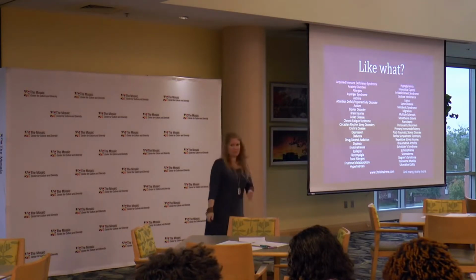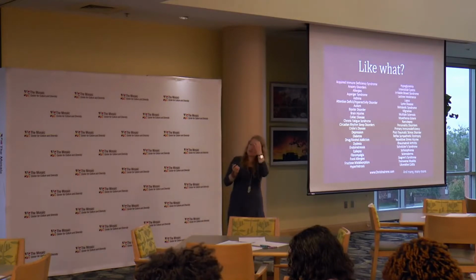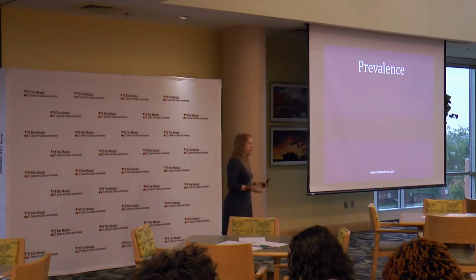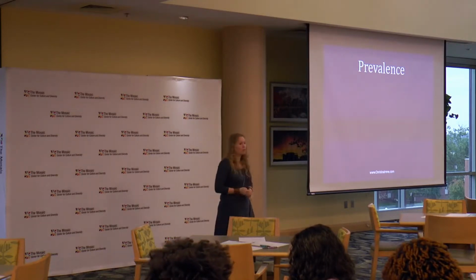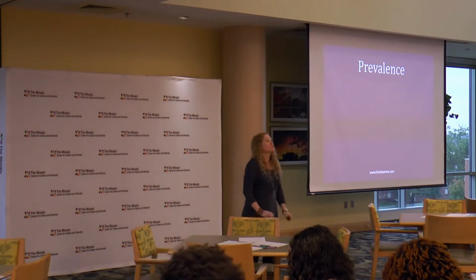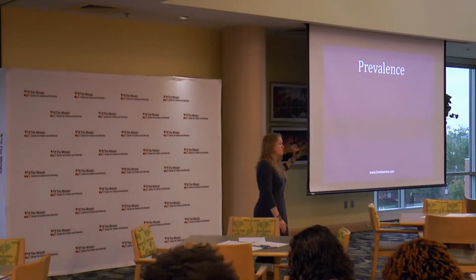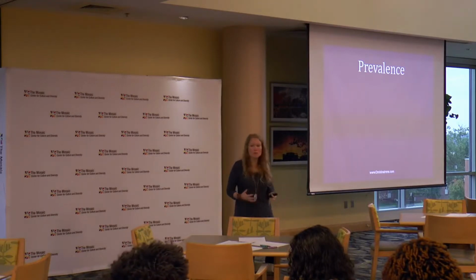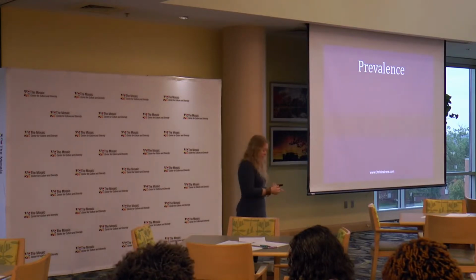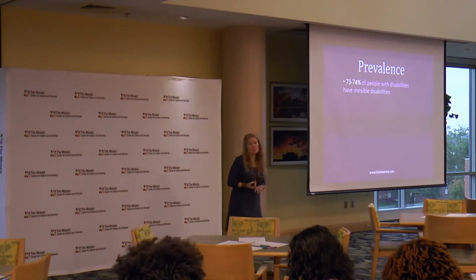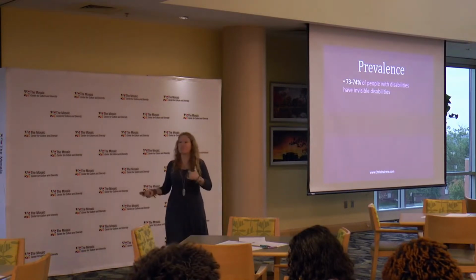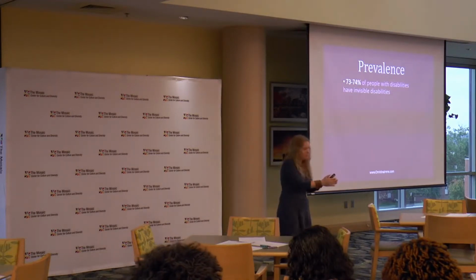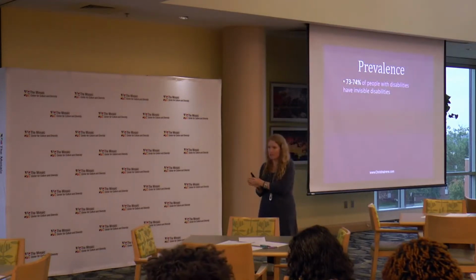Okay, that being said, I want to talk about the prevalence a little bit, just so that you know how widespread invisible disabilities are and what the trends are. You saw the list of conditions. So going through statistics, you could make a lifetime out of just going through statistics. I try to pull some things out just to show you where we're going with this. So 73 to 74% of people with disabilities have invisible disabilities. That means for everybody that you see and you can tell they have a disability, there's three more people out there with a disability that you can't tell.